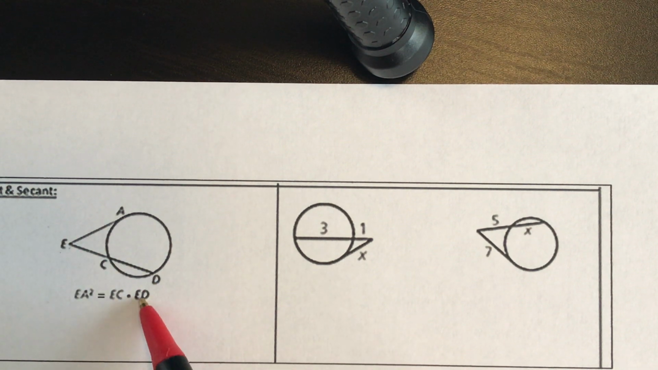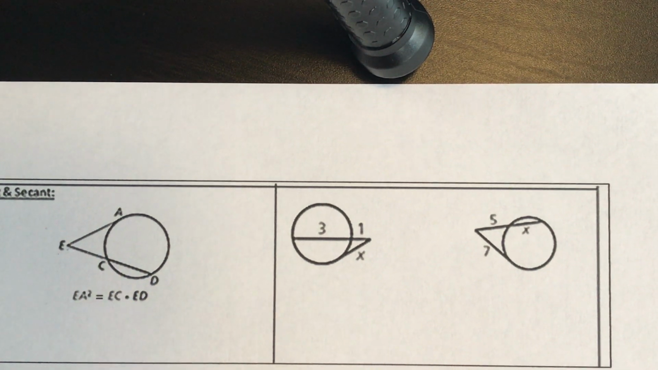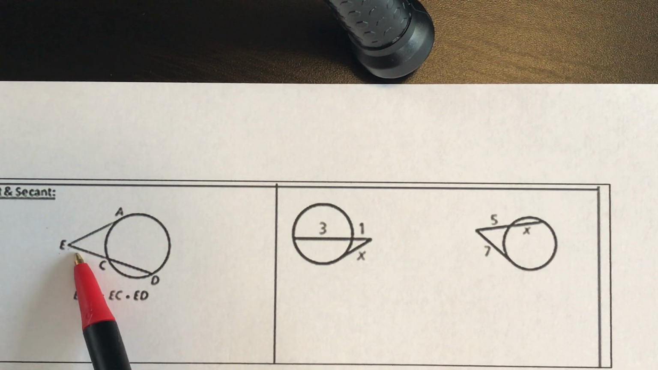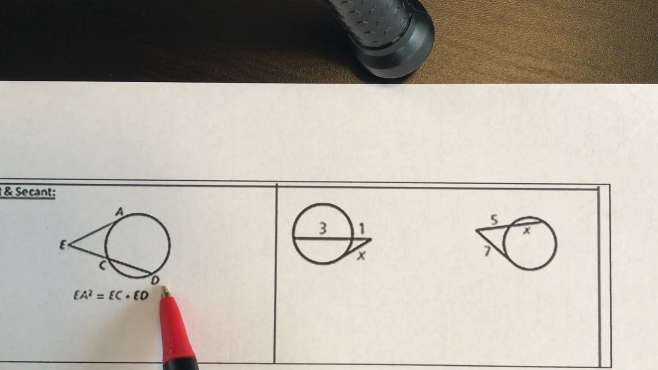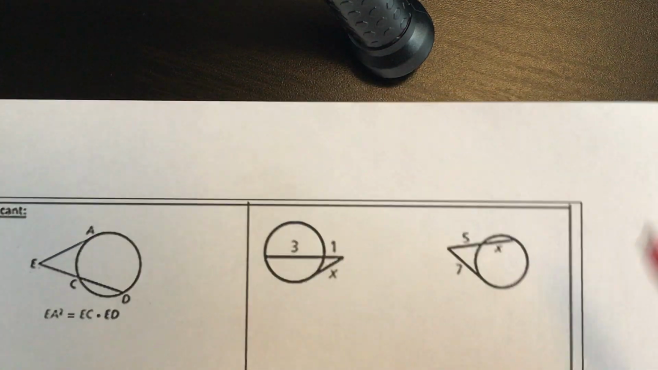ED, which notice ED is the entire length. So it's not like the last one where we multiplied these two together. It's this one times this whole thing, okay? So the one on the outside times the whole distance. I just want to make sure we got that right.